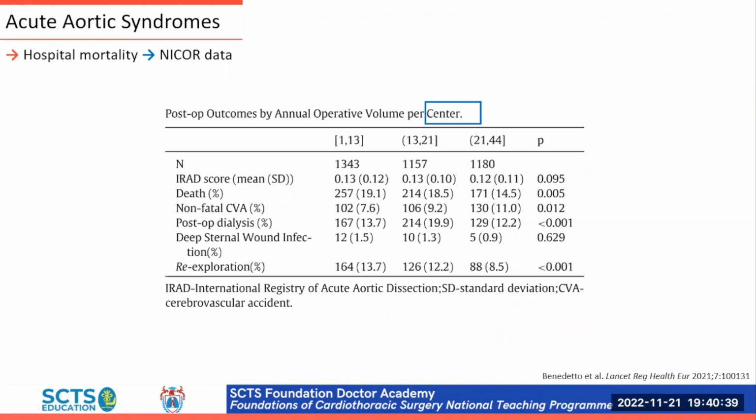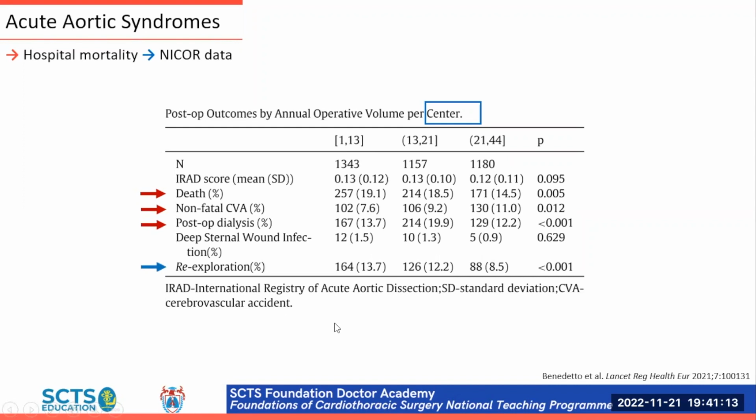Again, in the same paper, we show interesting evidence. This is an evaluation of the outcome following the repair of type A acute aortic dissection, and this is divided by center. You can see here on the top the number of dissections performed by low volume, medium volume, and high volume centers. There is a clear difference for the high volume centers. The mortality is 14% against 18 and 19%, and it is significant in terms of stroke, postoperative dialysis, and also exploration for bleeding.